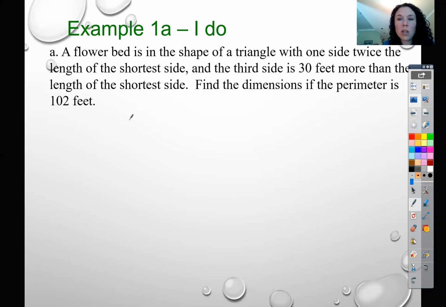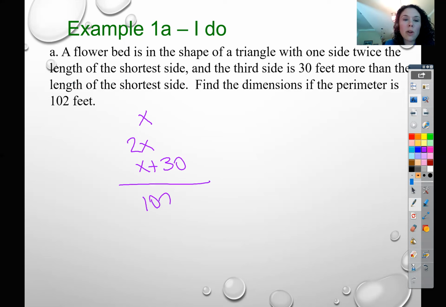A flower bed is in the shape of a triangle with one side twice the length of the shorter side. So we don't know what the shorter side is, but we know that one length is twice that. And the third side is 30 feet more than the shortest side. And all those added up together would equal 102. Okay, so x plus 2x plus x is 4x, plus 30 is going to equal 102.